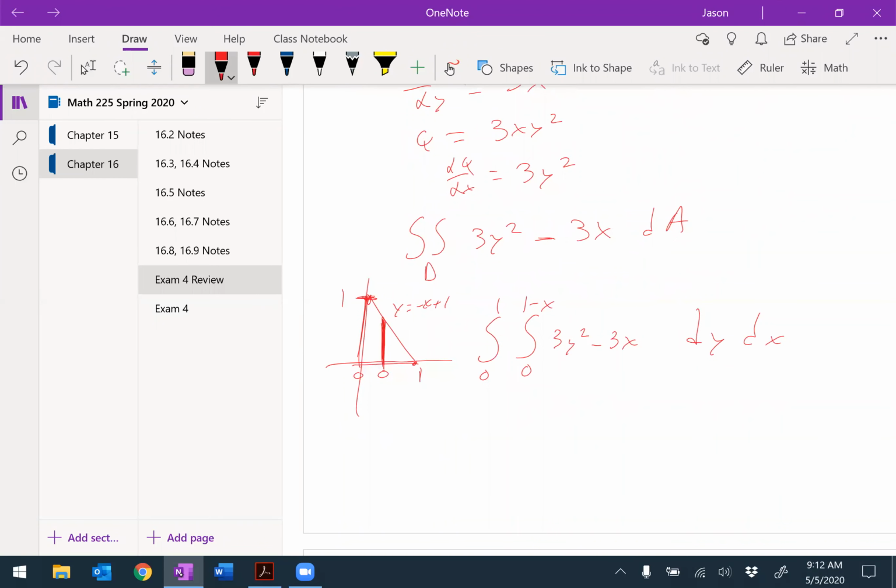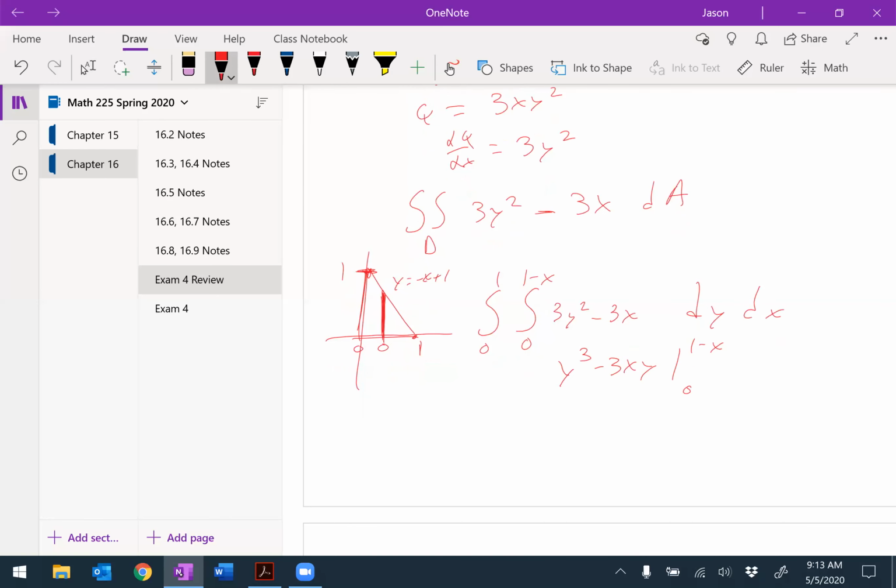And so now I'm going to integrate this with respect to y first. So this just becomes y cubed minus 3xy, evaluated from 0 to 1 minus x. So plug in 1 minus x every time I see a y. I get (1 minus x) cubed minus 3x times (1 minus x), and that's going to be integrated from 0 to 1 dx.